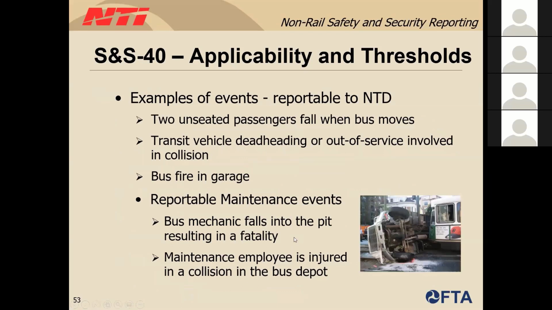Here are a few examples of events that are reportable to NTD. Two or more people, passengers, fall and are injured. A deadheading or out of service revenue vehicle is involved in a collision, and bus garage fires. In addition, maintenance related activities are included in reporting. Here you see a few examples of maintenance related activities that are reportable for your review. Less severe injuries to maintenance workers are captured on the SNS 50 monthly summary form.